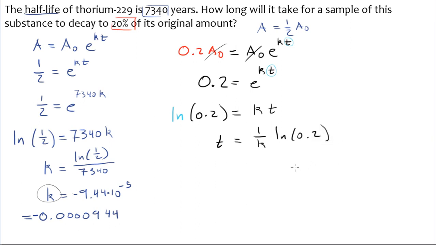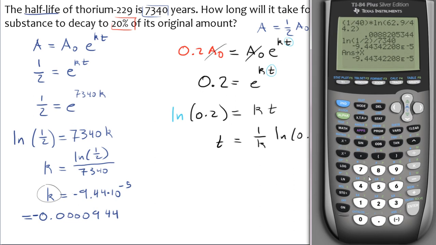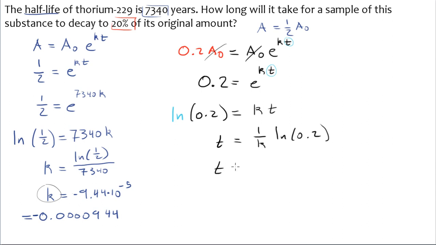And remember, we have k stored in our calculator. So I'm going to pull up my calculator, take the natural log of 0.2, and then divide it by that value I found, which I stored as x. And I will get 17,043 years. T is equal to 17,043 years.